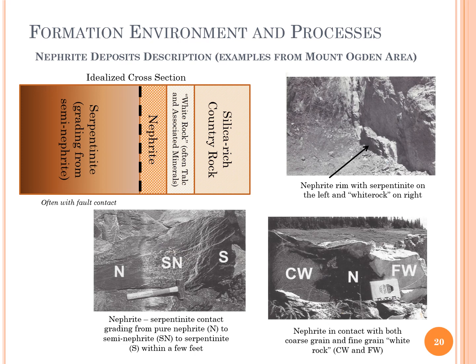Let's take a look at a few detailed spots in the Mount Ogden area where they have mined nephrite. Now here I begin with an idealized cross-section on the upper left that I've rotated 90 degrees to match the photograph to its right. So let's walk through this. An idealized cross-section in this area would begin by having serpentine.